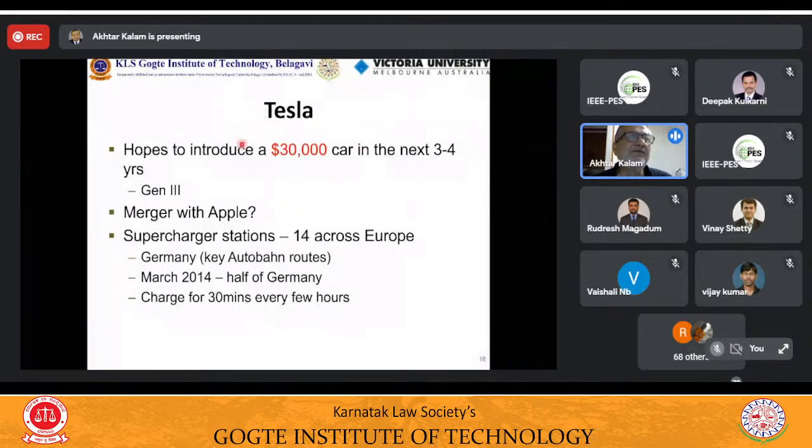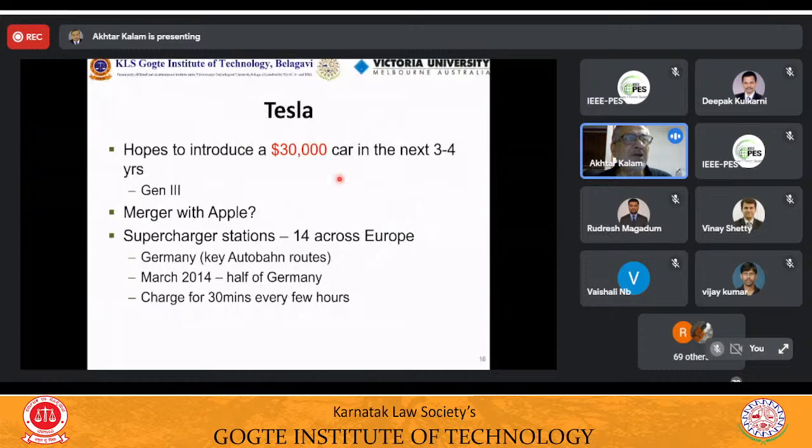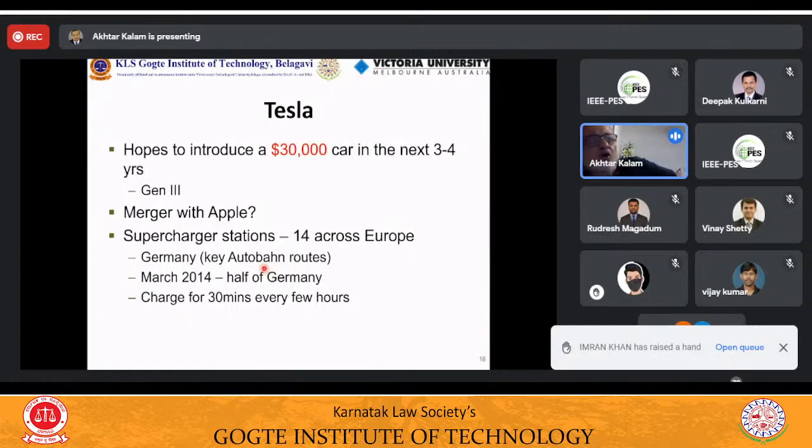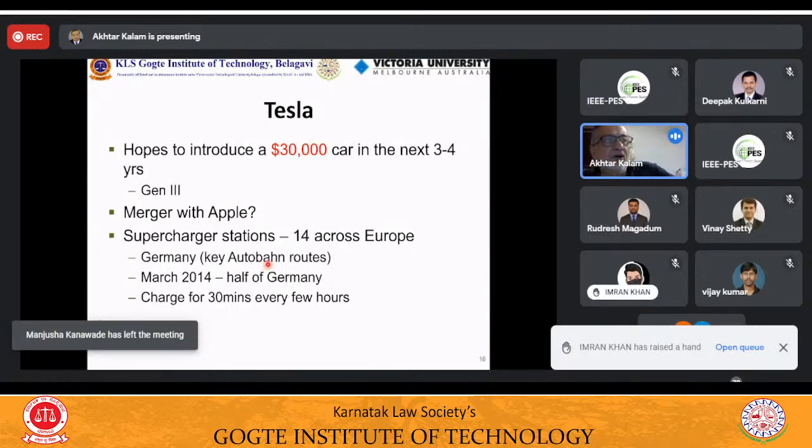They've already done a merger with Apple. They have got supercharger stations. 14 of them are in Europe. In Germany, they are on the autobahns. Half of Germany has already got a supercharging station. And you can charge for 30 minutes every few hours.